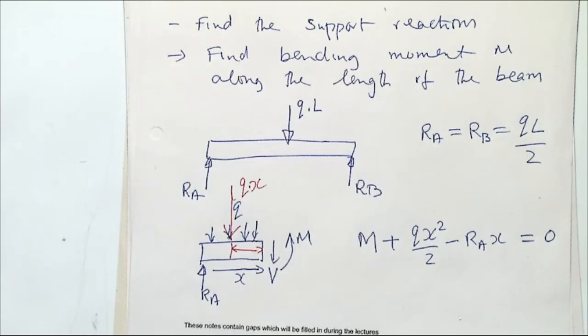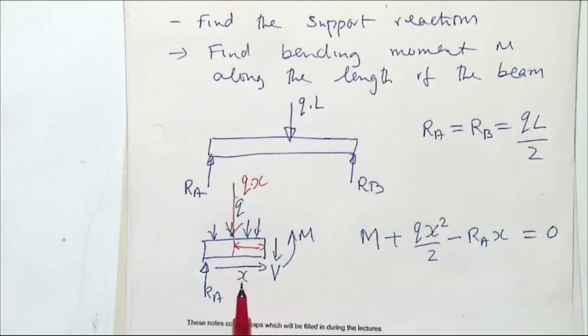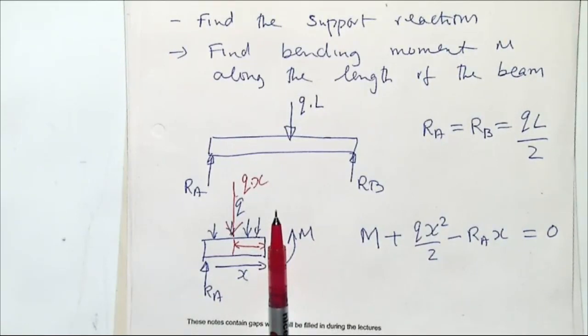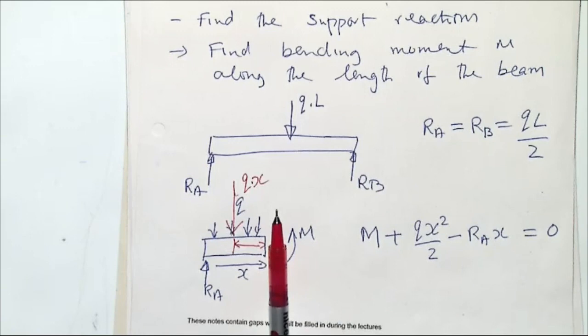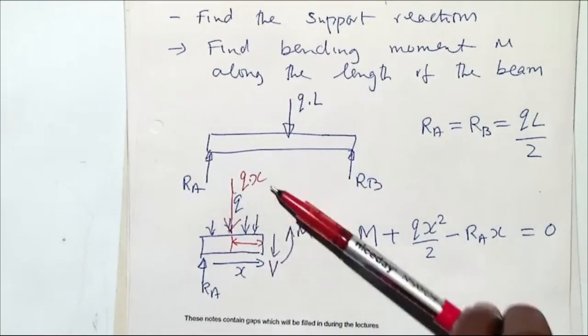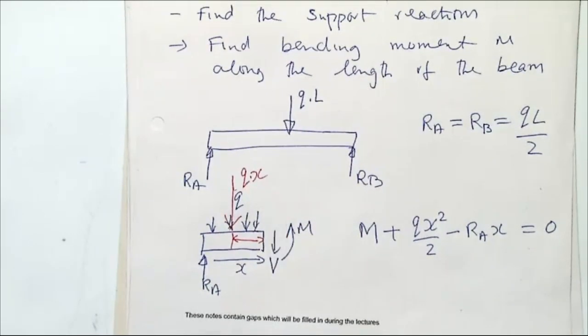So you have Qx is the net downward force. It's acting at the center, so it is X over 2 from here. Moment is force times the distance from the force to where you are taking the moment. And the distance from this force to here is X over 2. I have Qx multiplied by X over 2. Right, good. Let's move on quickly.